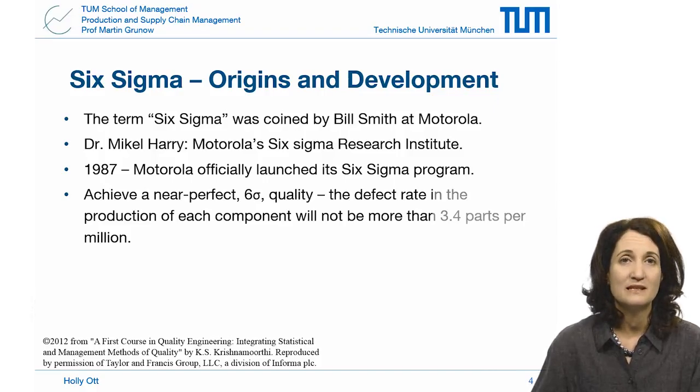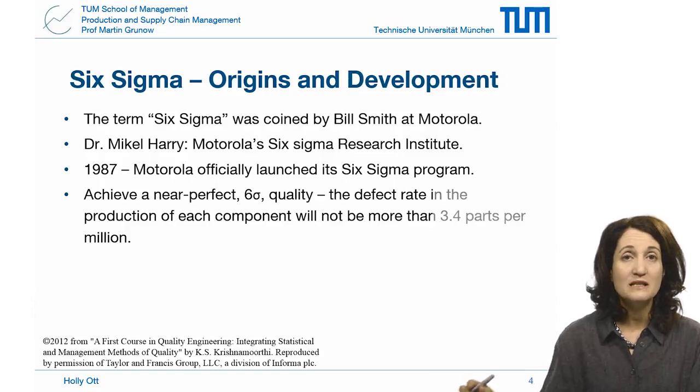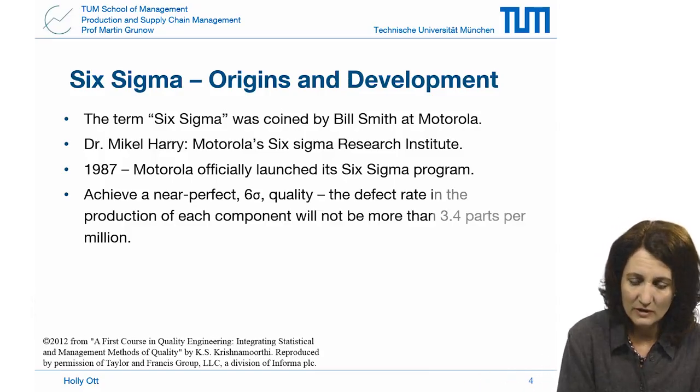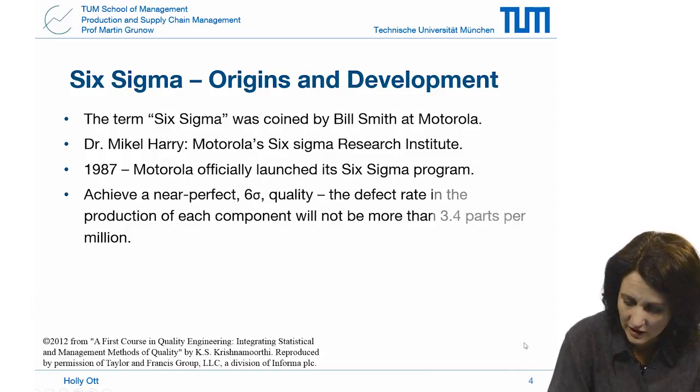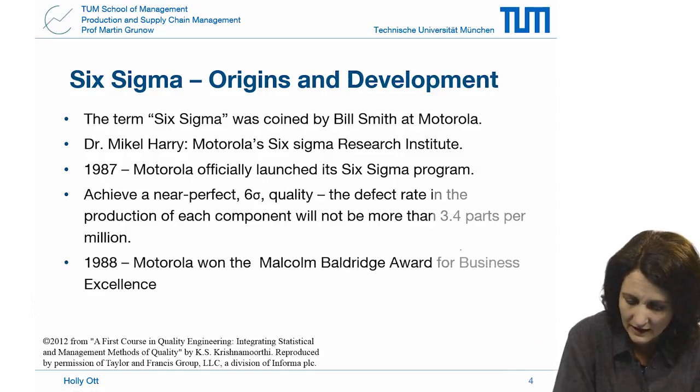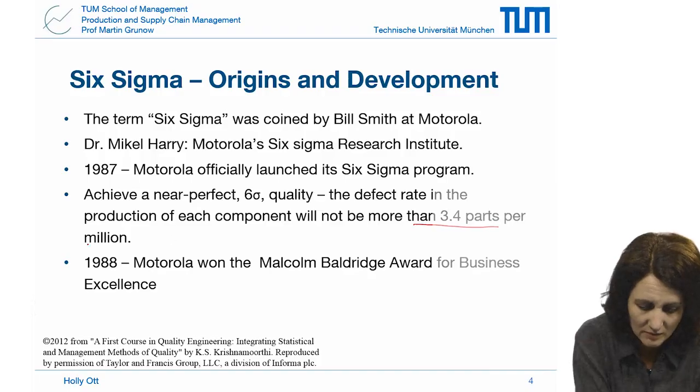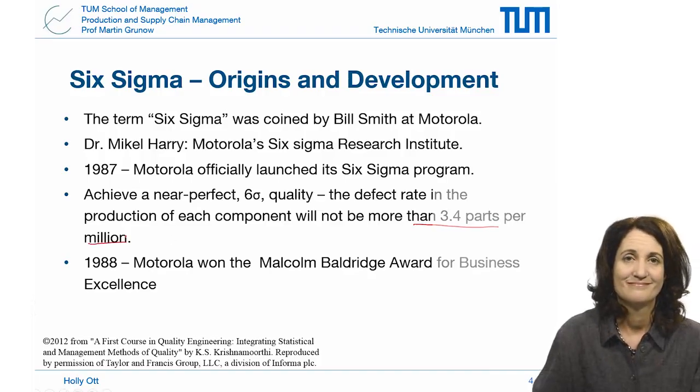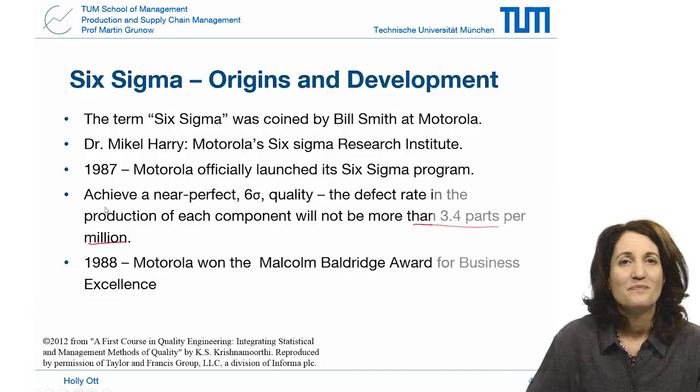And what this means, and this is then key, is that the defect rate for the production of each component will not be more than 3.4 parts per million. This Six Sigma process, or systematic approach to process improvement to attain this Six Sigma quality, later spread throughout the company, with strong backing from the then chairman, Robert Galvin.